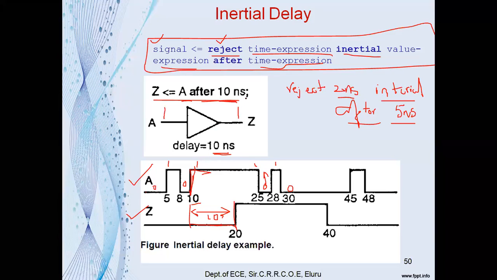So now what is the benefit of this inertial delay? The benefit or the advantage with this inertial delay is you can ignore the short pulses. You can avoid the noise spikes.